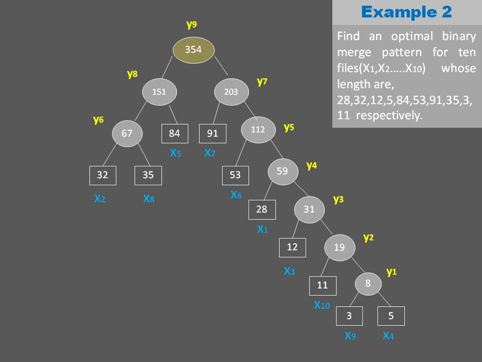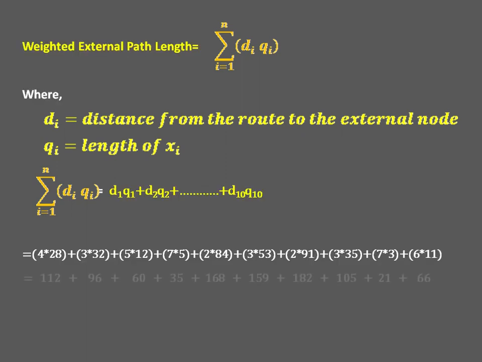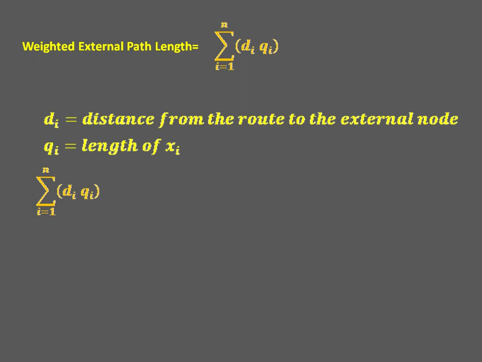And now we have to find out the total number of record moves required for this binary merge pattern. For that purpose, we will use the same formula. So here we write its values, and when we calculate it, it will be 1004. In this way, we can calculate it. There is another way to calculate these values.